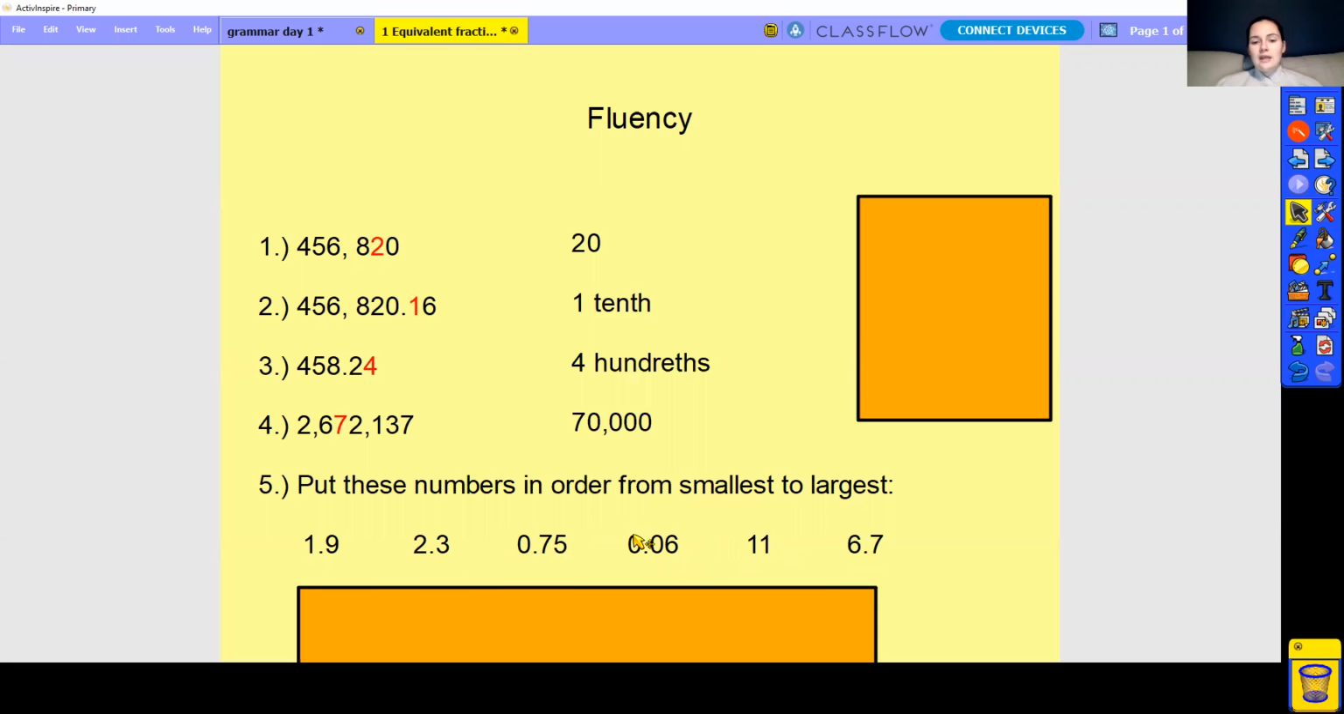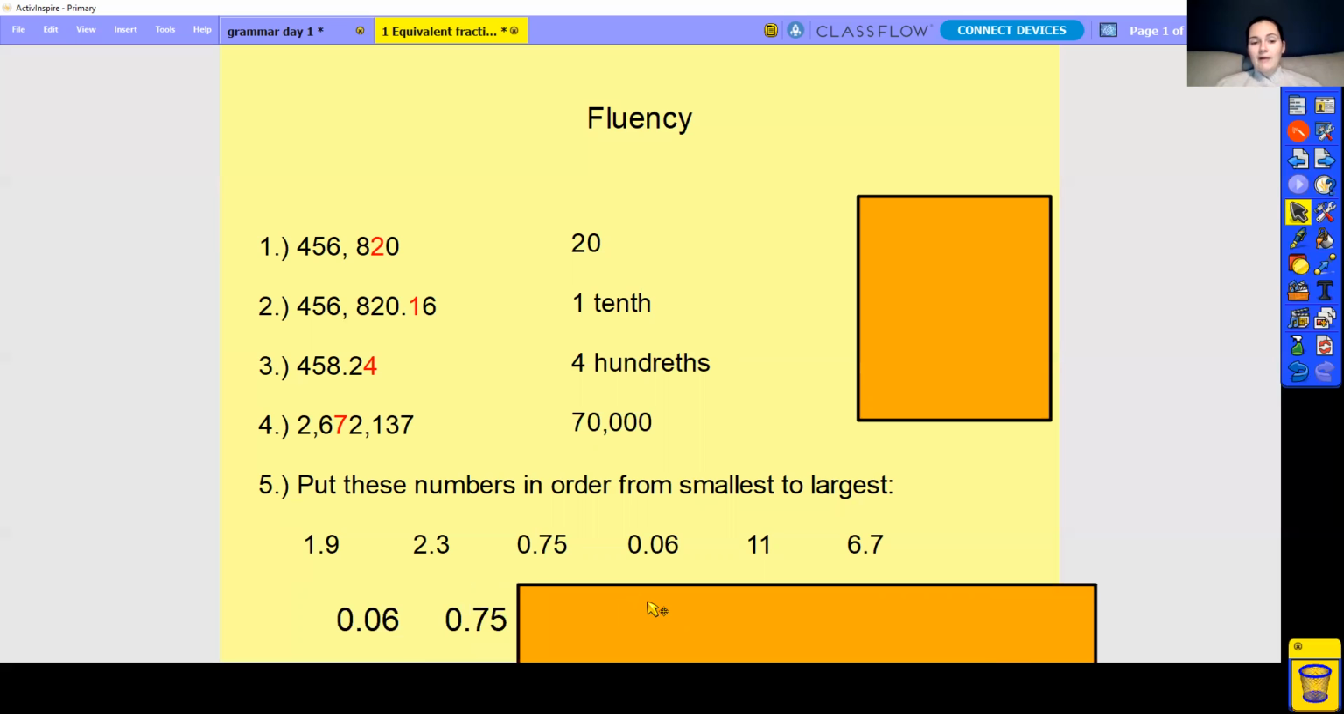We can see that there's two numbers that start with a 0. So we've got 0.75, so we've got a 7 in the tenths, and 0.06, we've got a 0 in the tenths. That means our smallest is 0.06. And then our next one should be 0.75.